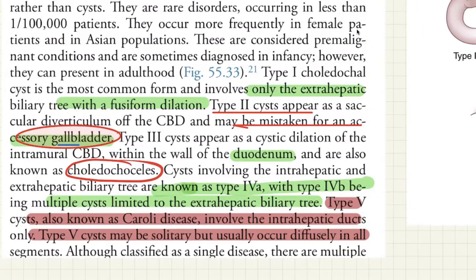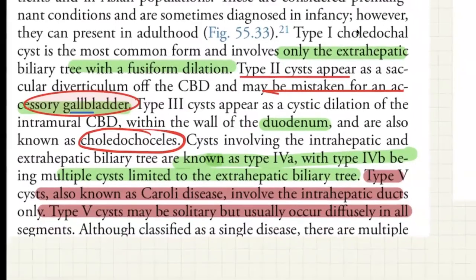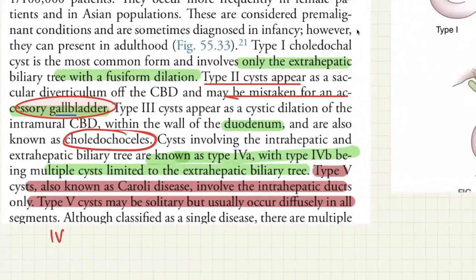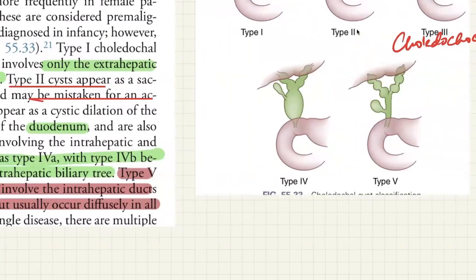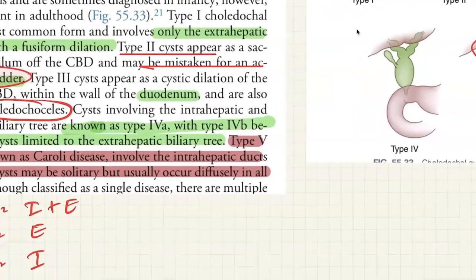And from here starts the confusing part, as well as the part that is favorite for MCQs, that is type 4A, B, and type 5. So type 4A is dilatation of intrahepatic plus extrahepatic biliary tracts. Type 4B is dilatation of only extrahepatic biliary tree, and type 5 is dilatation of only intrahepatic biliary tree. As you can see here, type 5 is dilatation only of the intrahepatic biliary tree.